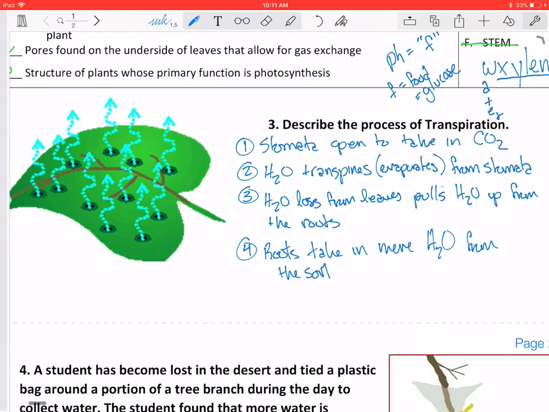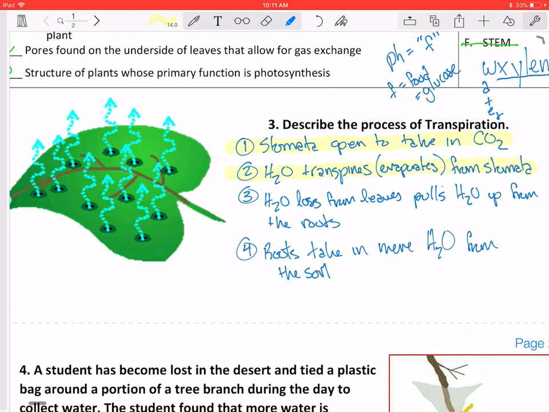All right, so again, we were looking for you to describe this process of transpiration. So really the big thing that we were looking for here, as far as what we wanted you to tell us, was that the stomata are opening to take in carbon dioxide, and that causes water to evaporate from the stomata. If you could tell us that, then you would get this question correct.